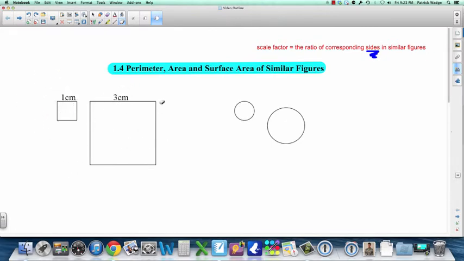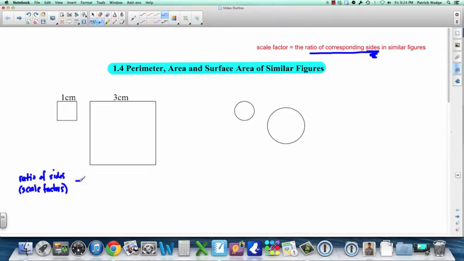Today we're going to look at perimeter, area, and surface area of similar figures. So once again, we have similar figures here. Obviously they're similar, they're both squares. They have the same shape, but they're different sizes. First of all, I want to look at the scale factor. Another way of saying that is the ratio of sides, because that's what scale factor is. I'll also put scale factor in brackets.